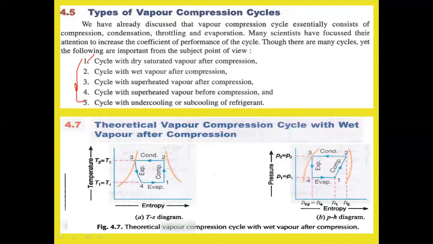Then before compression, what do you have? The cycle with superheated vapor before compression, and the cycle with undercooling. So here the top one is superheating, the bottom one is undercooling or subcooling of refrigerant. So these are the major five types of cycles that have been used for increasing the performance of the cycle by making use of this vapor compression refrigeration cycle.